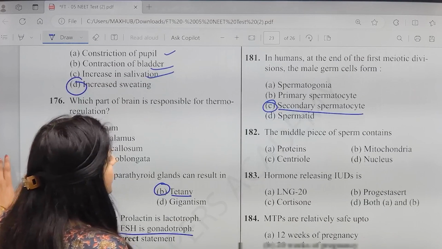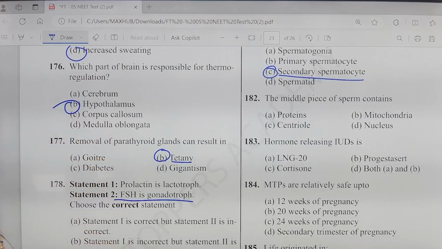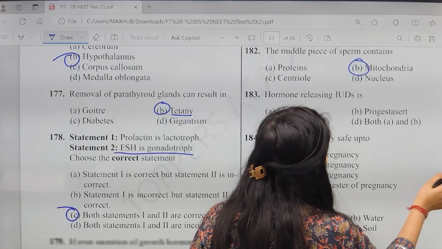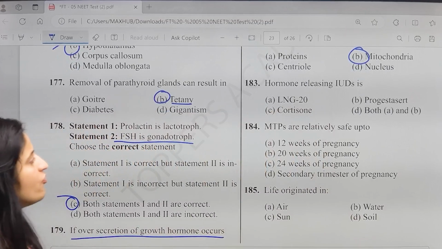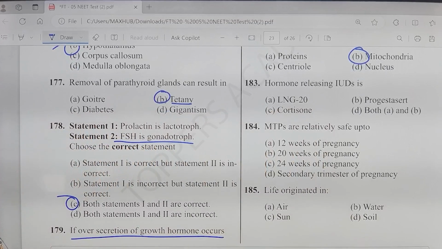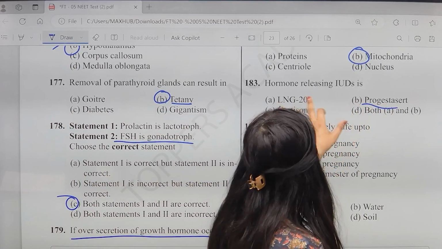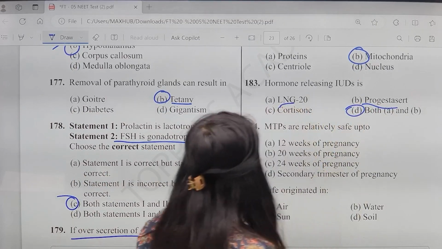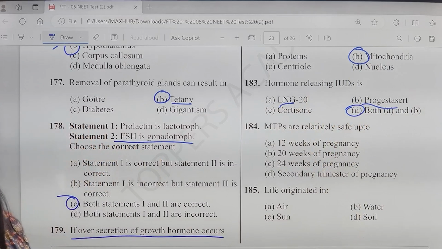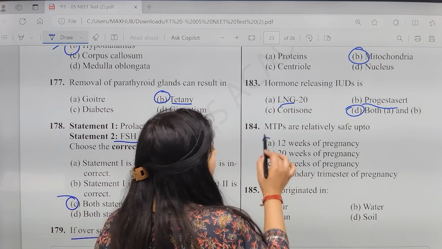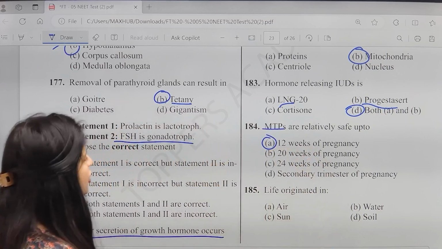The middle piece of sperm contains what? It contains the mitochondria, which is responsible for providing the energy. Okay. Hormone releasing IUDs are known as LNG-20 and progesterone, both contain the hormone. D is the right answer. MTP is relatively safe up to 12 weeks of pregnancy. MTP is what? The medical termination of pregnancy.